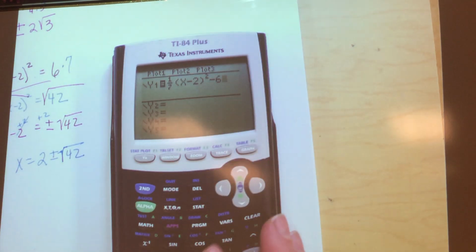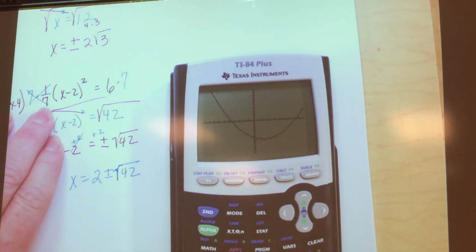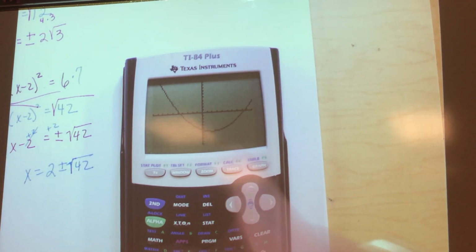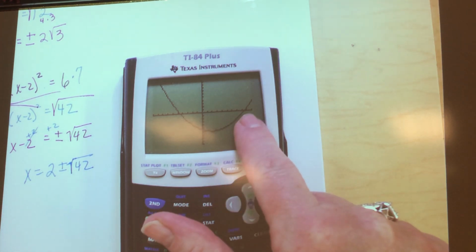Okay, so here he is right here. I'm going to go zoom 6, which is standard graph. Well, that's pretty much what I was expecting. It's a parabola, and he opens up because of this positive 1/7. He's pretty wide because of that 1/7. Okay, these 2 points right here, these 2 x-intercepts, anybody know what they are?